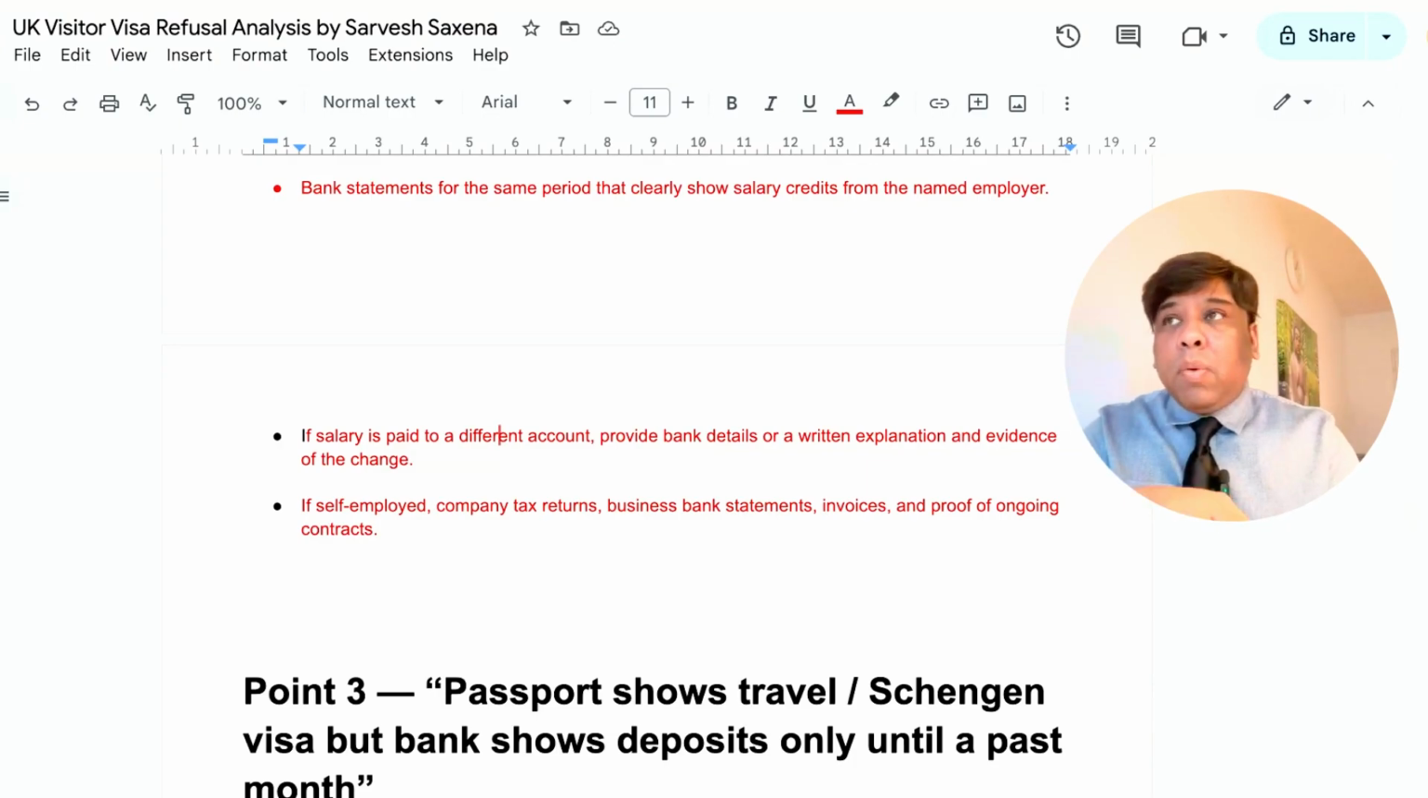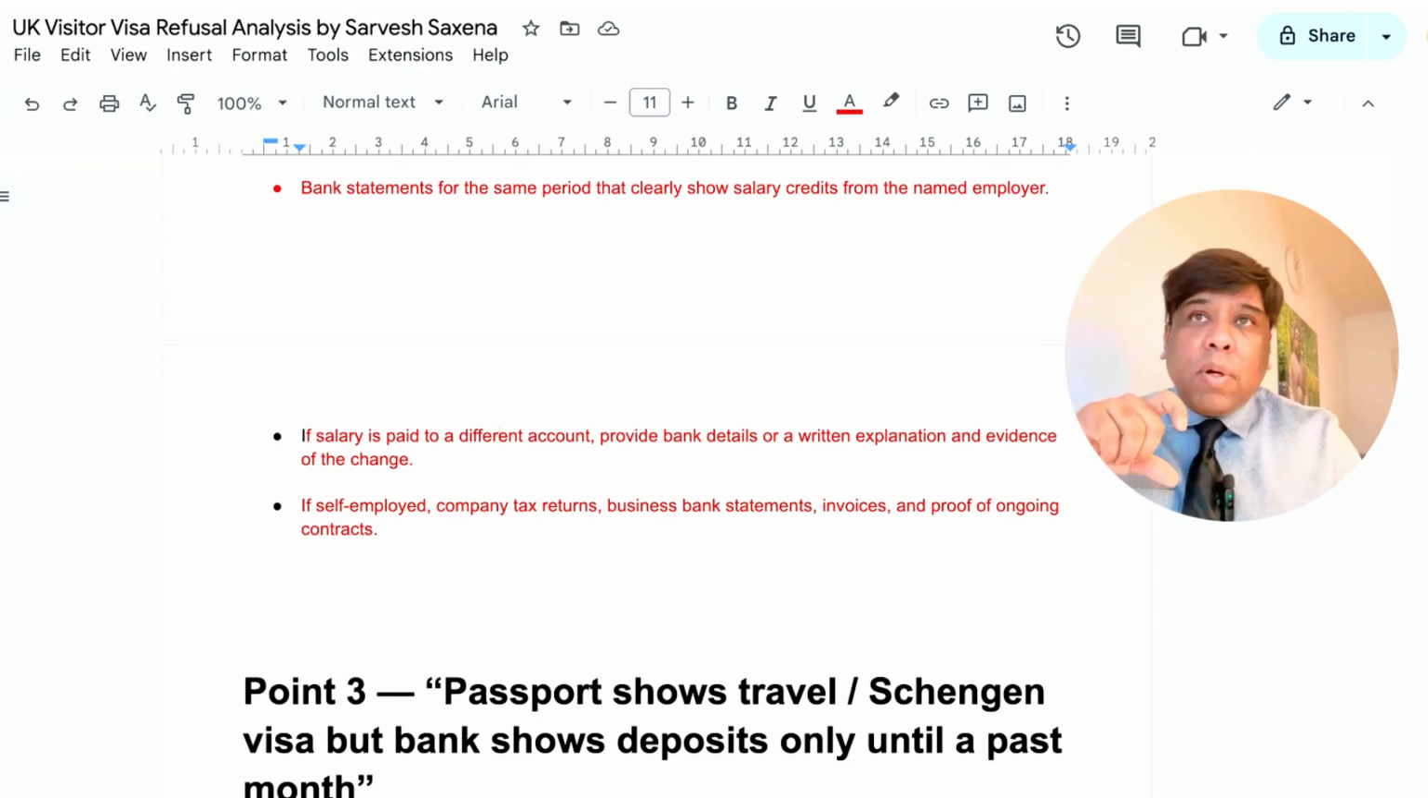So they want people who can fund that entire trip themselves, or if there is a sponsor. Now, what I would recommend, if you're self-employed, is to get a chartered accountant to attest your tax returns for the last 3 years, and then you show that this is your income.